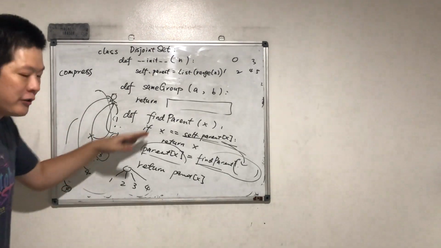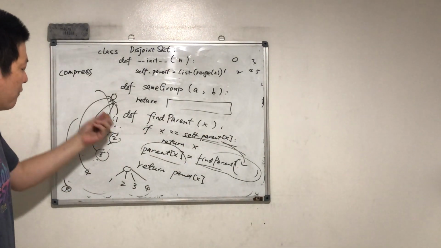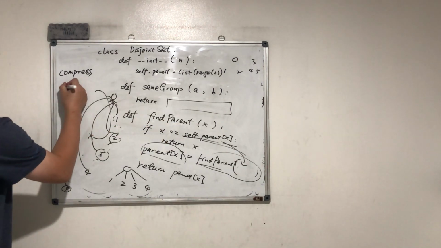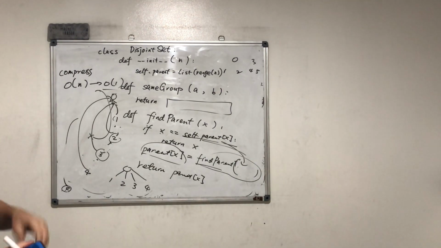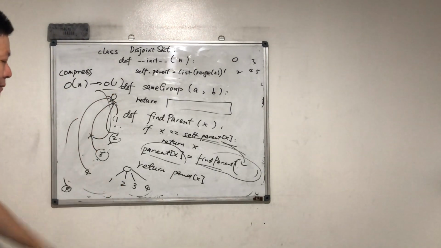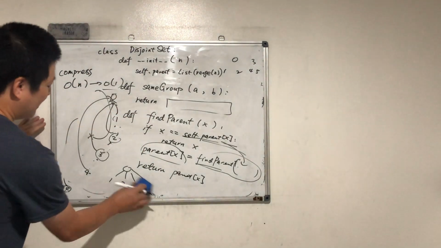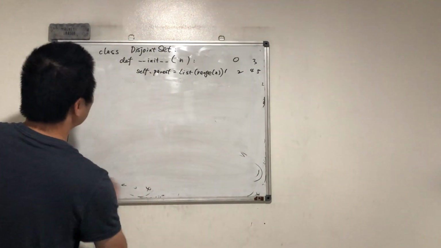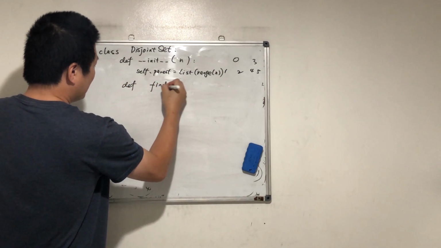So that will improve the complexity of finding the parent from O(n) roughly to O(1) constant time, okay? When we query this, we compress the path. And this could be done iteratively, okay? Not recursion. How can we do this? Okay, I rewrite it. Define find parent.